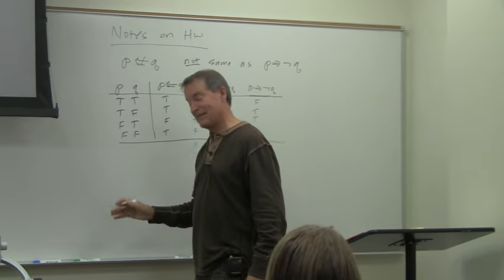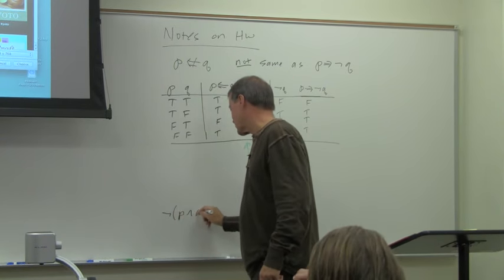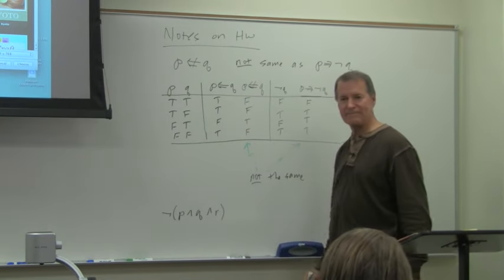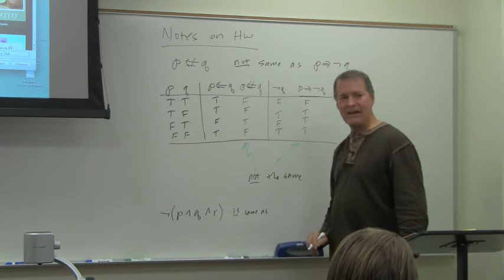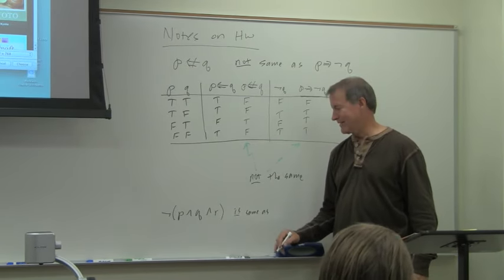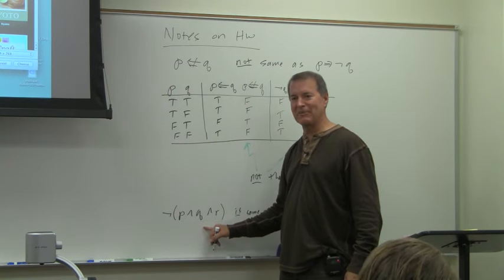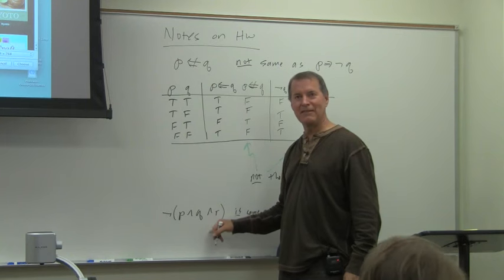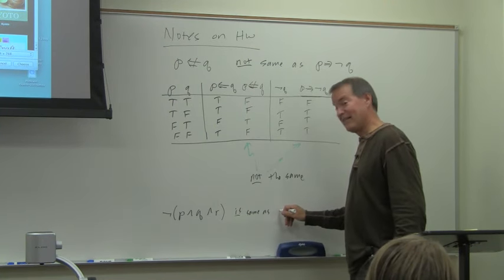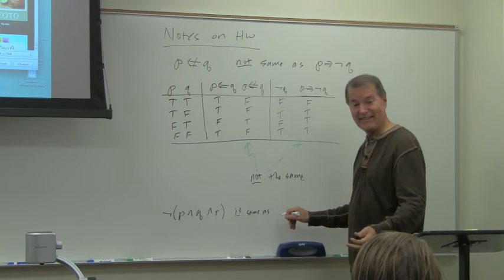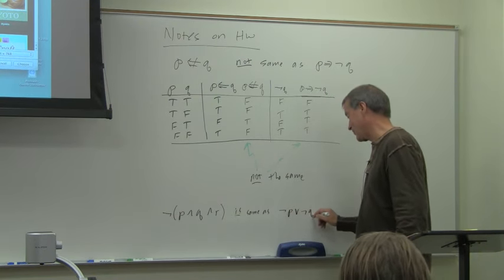Now, here's another note. One of these solutions was of the form not (P and Q and R), right? Does anybody know what this is the same as? Remember what the statement was? They are not all true at the same time, right? Well, if they are not all true at the same time, that means that one or more are false. So how do you write that? Not P or not Q or not R. That's exactly right.